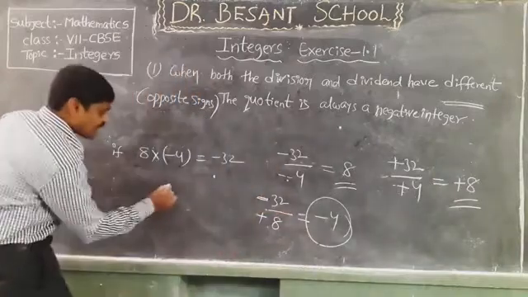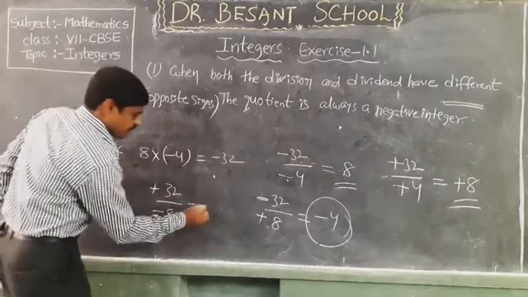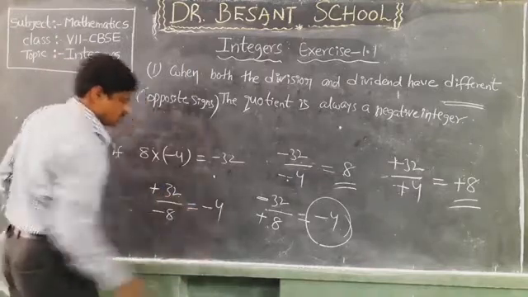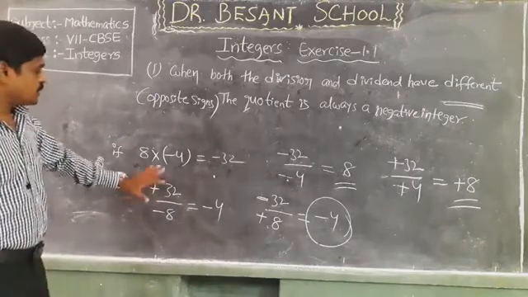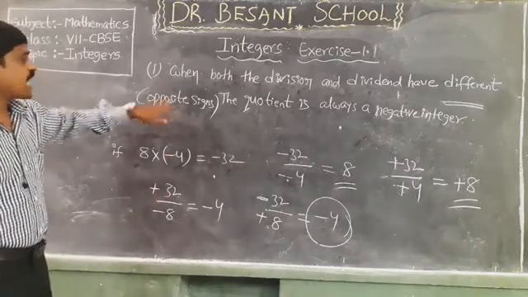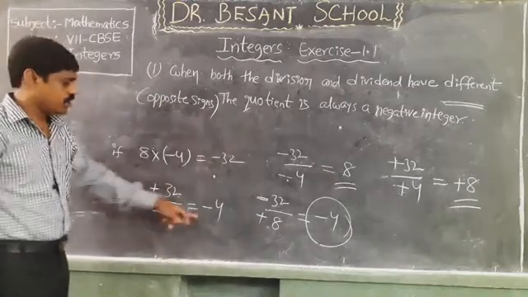Suppose 32 by minus 8, so plus divided by minus, then what do we get? Minus 4. Understood? So the dividend and divisor both have different signs, and the quotient is always a negative integer.